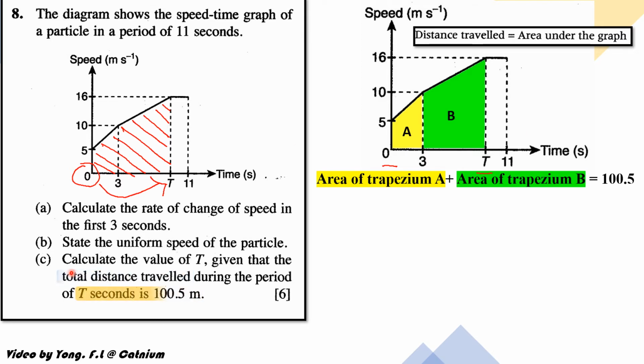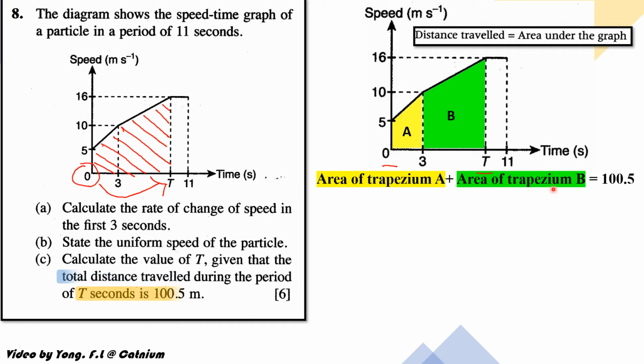So look at the question again. They said total distance travelled is 100.5. So total distance is equal to the area under the graph. Kawasan luas di bawah graf. Jadi kalau kita lorekkan, dia adalah dua trapezium. There are two trapezium, so I have labeled them A and B. Saya letakkan A dan B. So jumlah luas kedua-dua trapezium equal to 100.5. Kita bentukkan satu persamaan dulu.